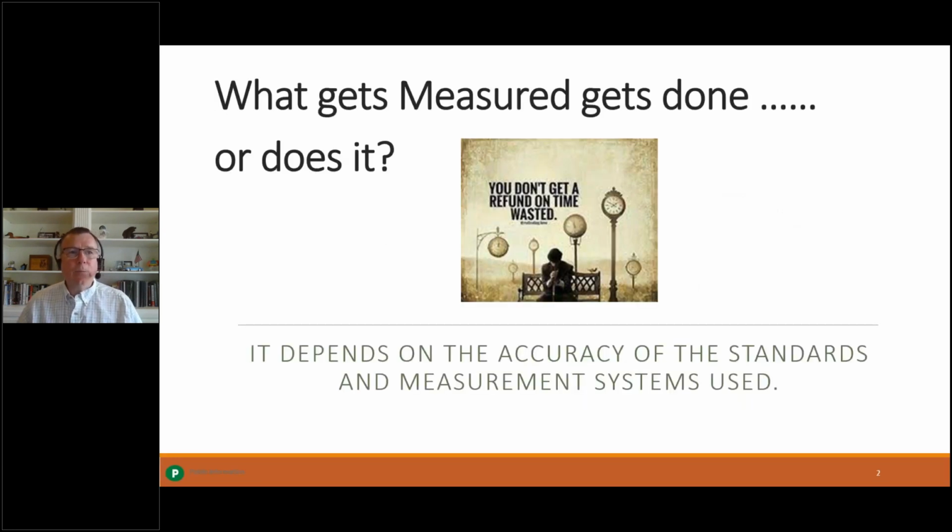So we all know the tagline, what gets measured gets done. But is that always the case? In a situation where you're looking at cycle time, it really depends on the accuracy of your standards and the measurement system that is used. When I talk about accuracy of standards, we're not just talking about how accurately I'm able to measure the start and end, but how accurately my standard depicts the value added component of the process. And of course, we all know measurement systems can introduce error, and that's another fact that we need to work through to make sure that what gets measured gets done.